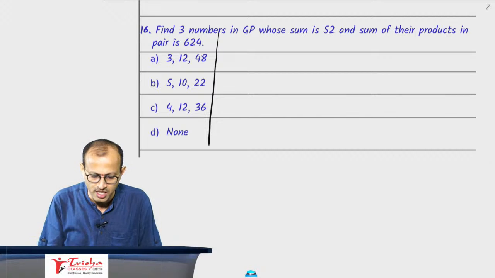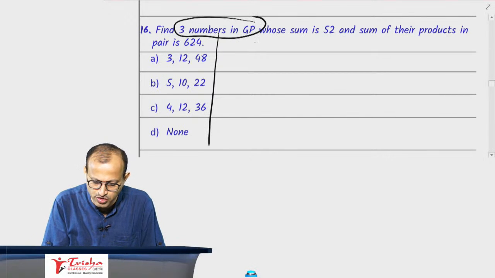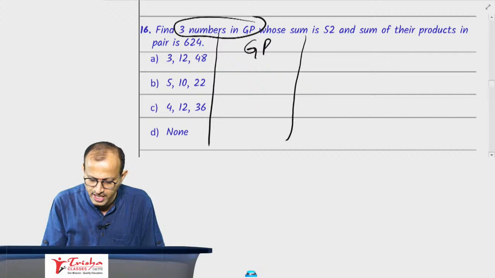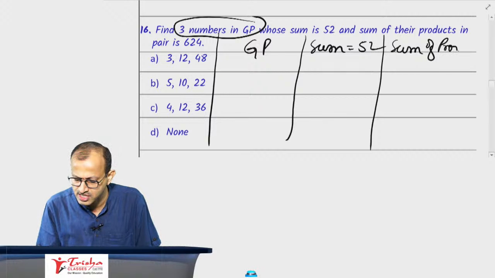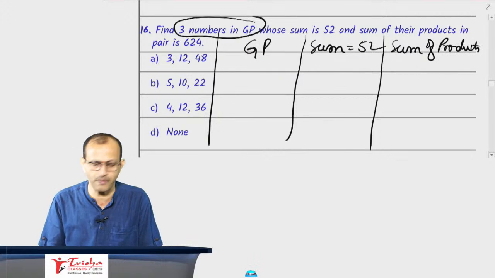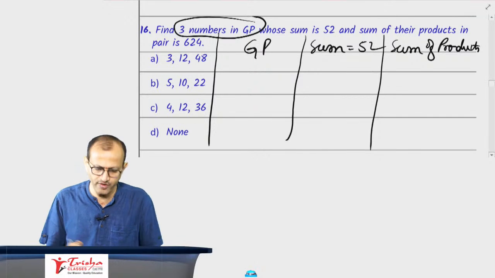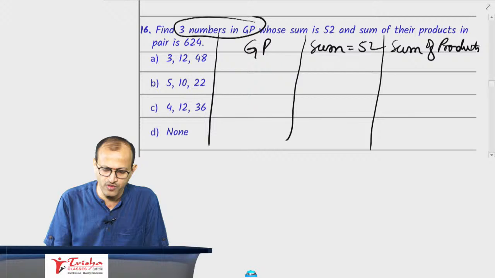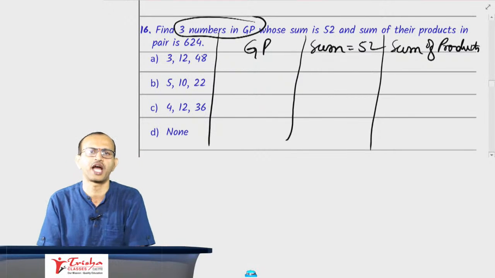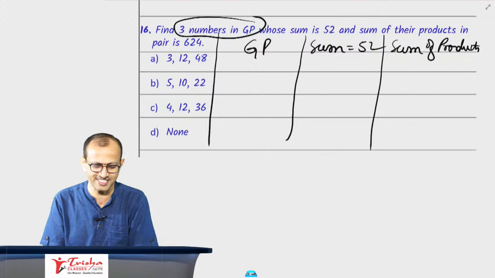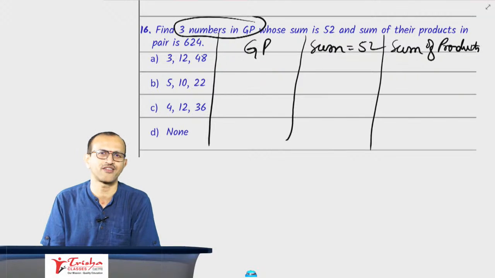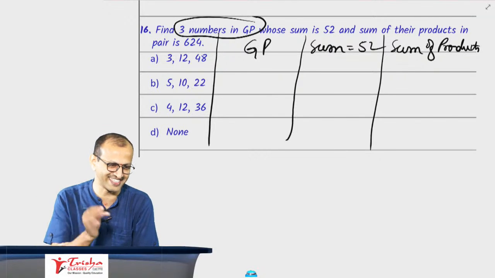Go by option. Condition 1: the 3 numbers should be in GP. Next, sum should be 52. Sum of the products in pairs should be 624. We will work it out. Tell me first, 3, 12, 48. Is it in GP? Answer quick. No response, boys and girls. Is it in GP? 3, 12, 48. You want a calculator? Okay. Intelligent. Okay. Yes.